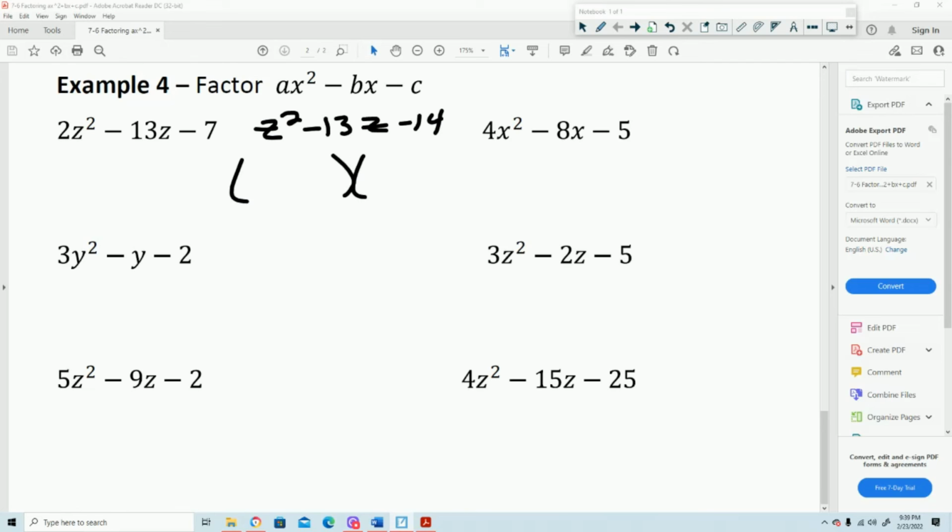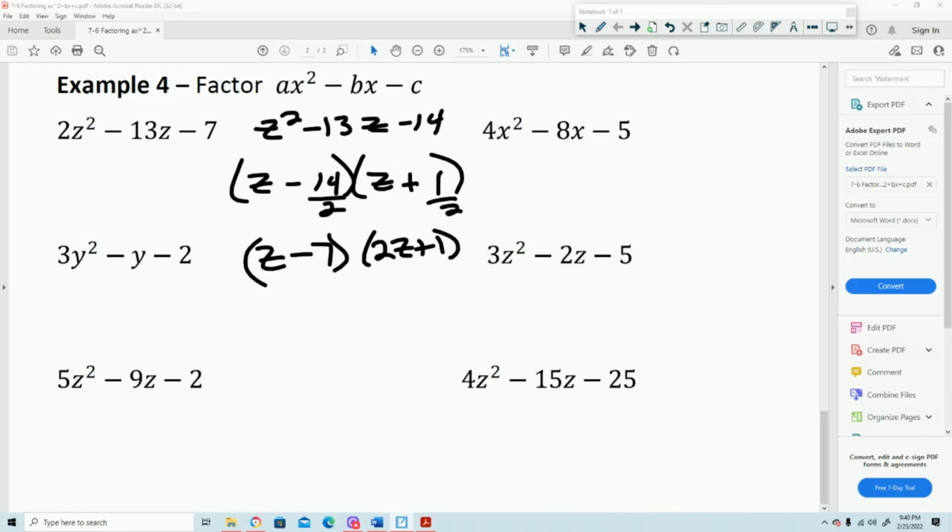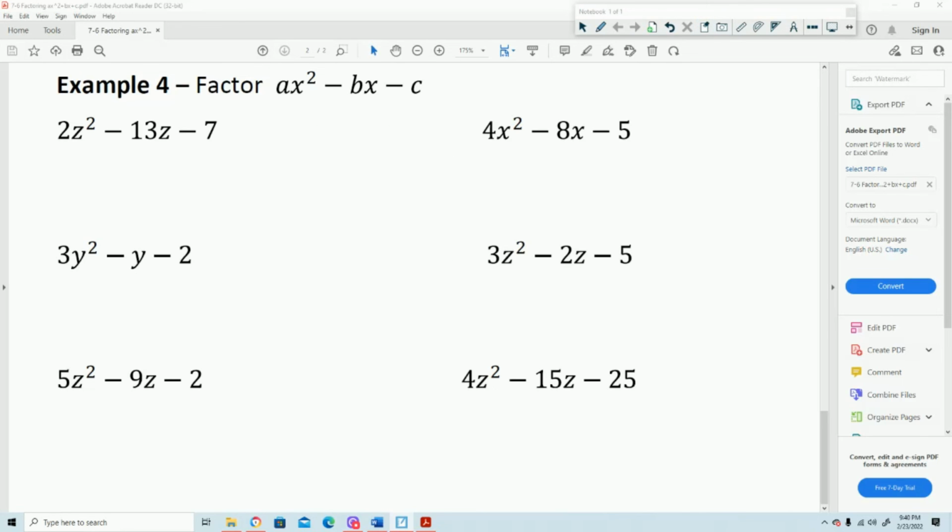Factor here, here. Z, z. Multiplies to be that, subtracts to be that. 14, 1. That's negative. Bigger number's negative. That's positive. Okay, bring the 2 back in. Divided by 2, divided by 2. That gives me z minus 7, and I'm going to bring the 2 in front of the z, 2z plus 1. That gives us our answer for the first one, and clear.